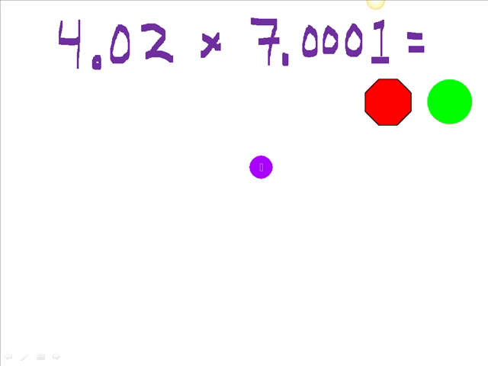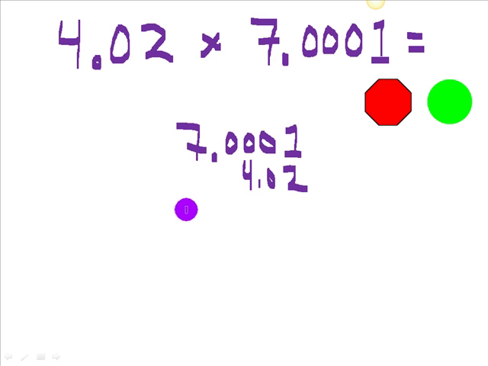All right. And we can set this up in either way. We can put this number on the bottom or this number on the bottom. It doesn't really matter. We'll get the same answer. Some of them just require less work. And so I'm going to put the 7.0001 on the top, and I'm going to put the 4.02 on the bottom. And that might be the easiest way, and it might not. But now I'm going to have 3 columns to add up.